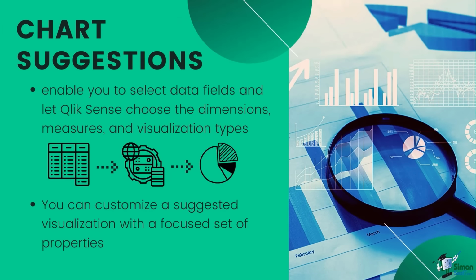The second way of adding charts to your sheet is by enabling chart suggestions. Chart suggestions enable you to select data fields and let Qlik Sense choose the dimensions, measures, and visualization types. As you add or remove fields, the suggested visualization adjusts itself based on your changes. You can customize a suggested visualization with a focused set of properties.